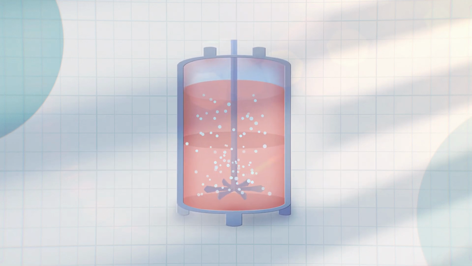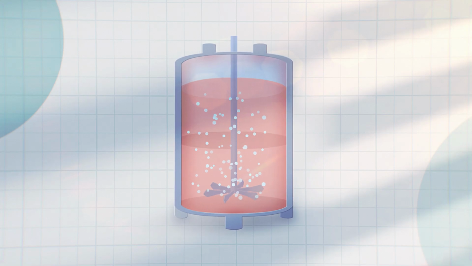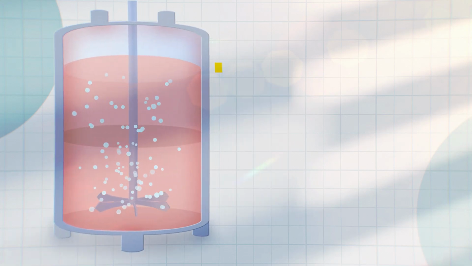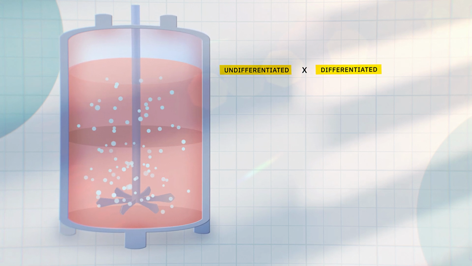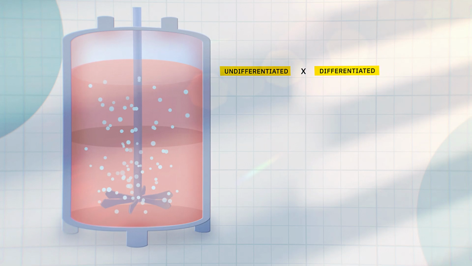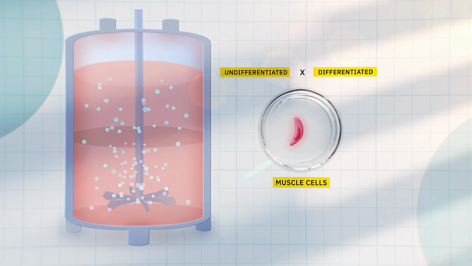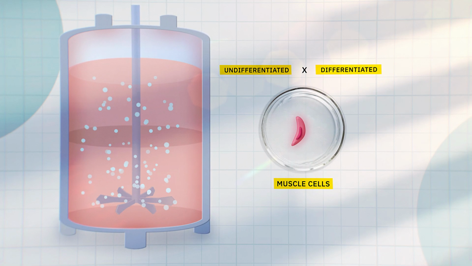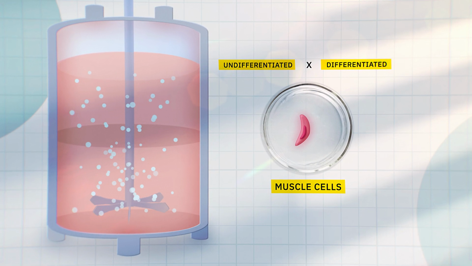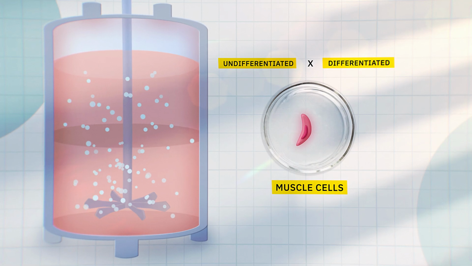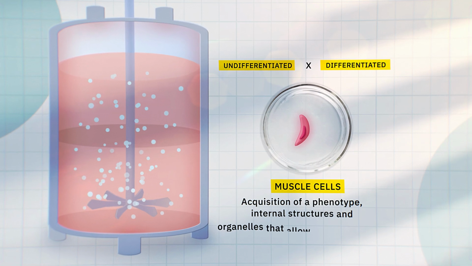Components added to the differentiation media interact with the cells, guiding them from an undifferentiated state to a differentiated one, in which the cells show specialization. Muscle cells are specialized in contracting, for example, so differentiation into this type of cell includes the acquisition of a phenotype, internal structures and organelles that allow muscle contraction.